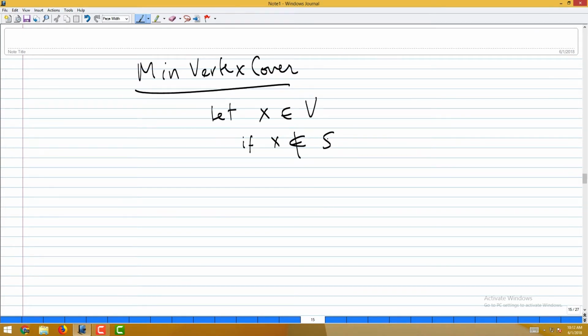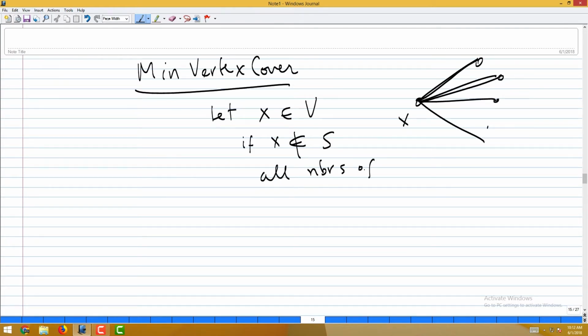So, you are trying all possible subsets; in one subset you pick x, in the other subset you do not pick x. There is no point in trying some neighbors of it, you know that all neighbors must be in. Why? Because if x is not in the solution, who will cover this edge? This vertex. Who is going to cover this edge? This vertex. So, all neighbors of x. Now, this gives you a starting point for a branching algorithm.